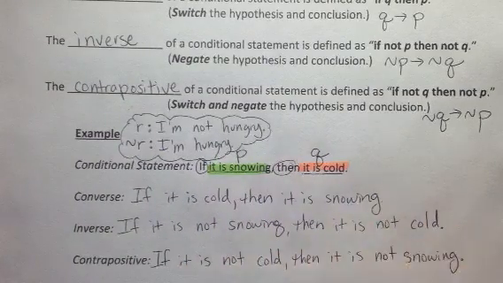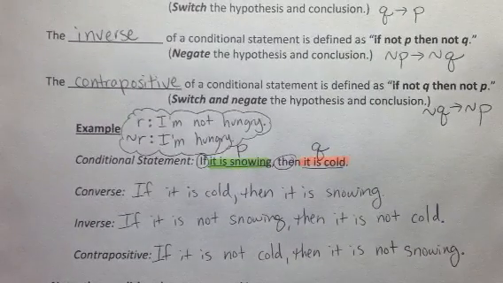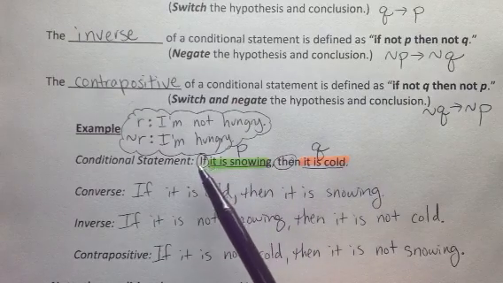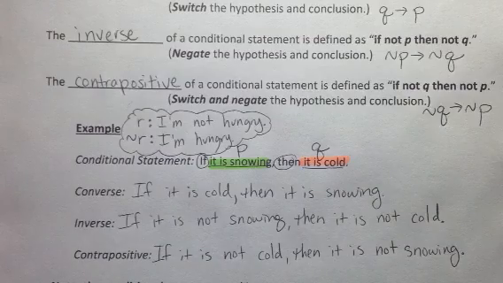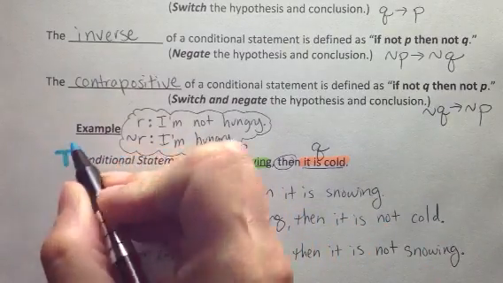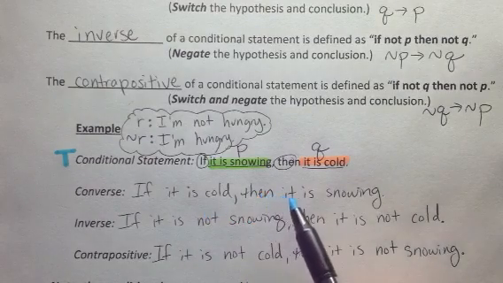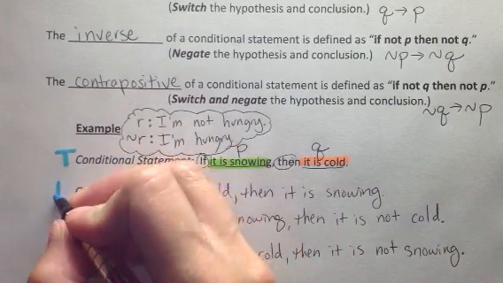The other thing I want to show you before we go on is to quickly talk about the truth value of these statements. Most of us can agree upon the first statement being true. If it is snowing, then it is cold. That's always got to be true. So let's put a true right here. How about the converse? If it is cold, then it is snowing. I'm going to say that that's false.